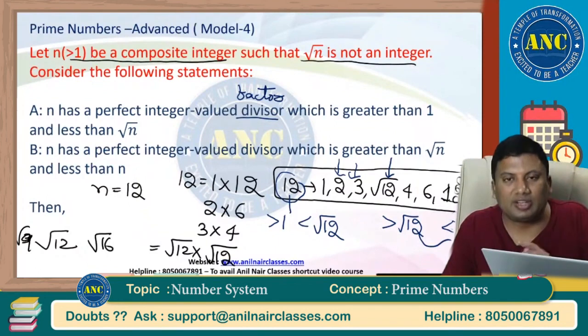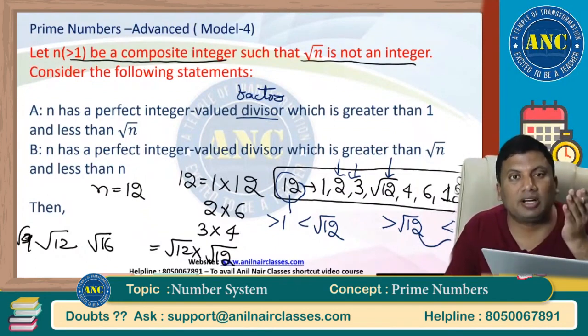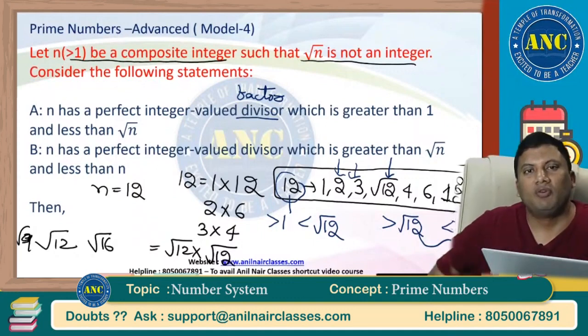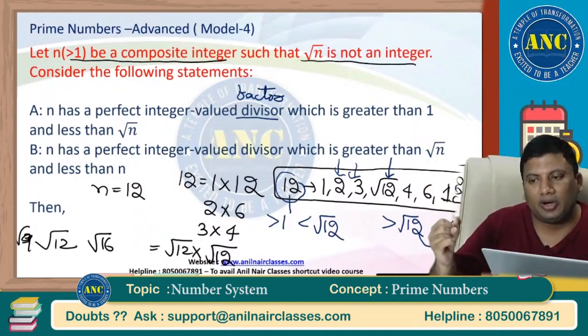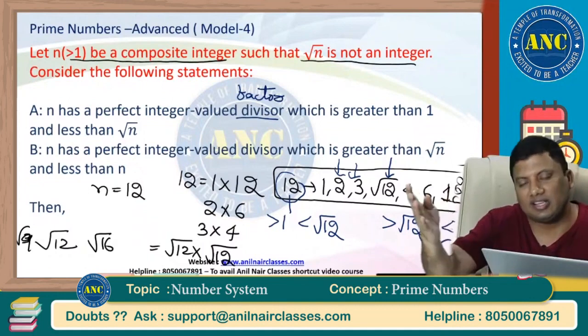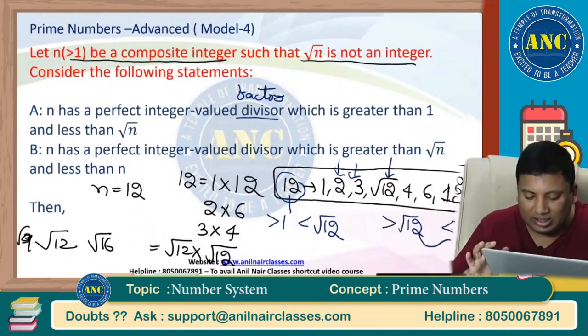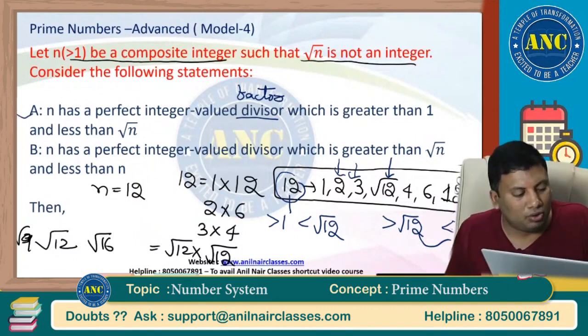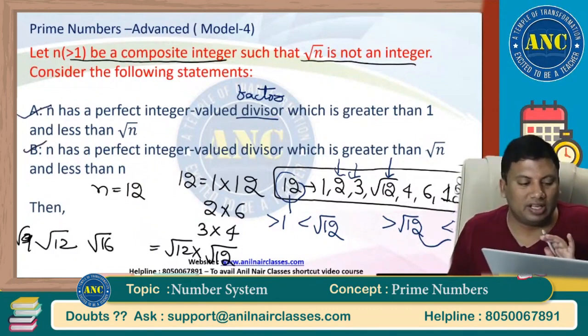Now, greater than root 12, which is nothing but 2 root 3, 2 into 1.7, that is 3.4. What are all the integers greater than 3.4? 4, 5, 6, 7, 8, 9, 10, 11. In that, 4 is a factor of 12, 6 is a factor of 12. So both the statements are right. I hope it is clear.